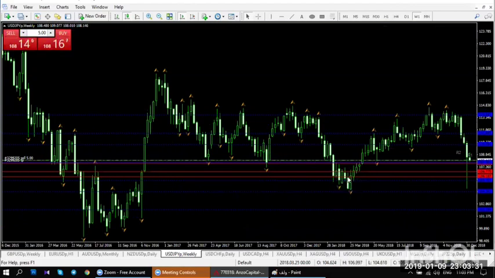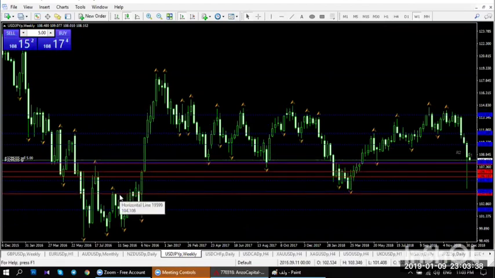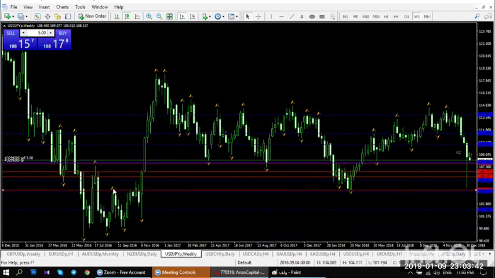So if it goes further than this area, it has to be stopped right here because this candlestick has stopped it. And they're at the same row. You see these two?